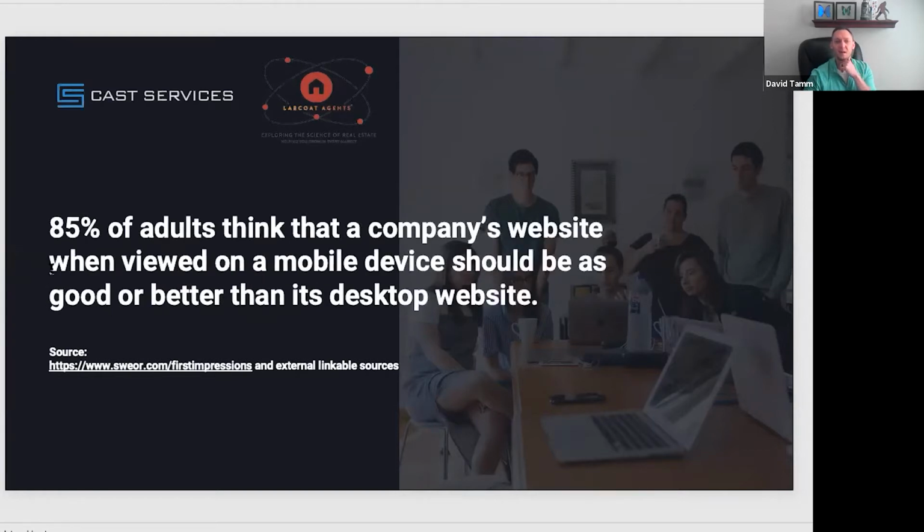85% of adults think that a company's website, when viewed on a mobile device, should be as good or better than its desktop site. This is a flip from what you're used to, right? As we know, we were the founders of one of the largest CRMs in the country, FirePoint Solutions, my brother and I. To this day, most of the sites are prioritized desktop. I know everybody's working on it to be mobile first, but when we're building sites in a custom environment, we build mobile first and then we port it to desktop. This is a best practice today.